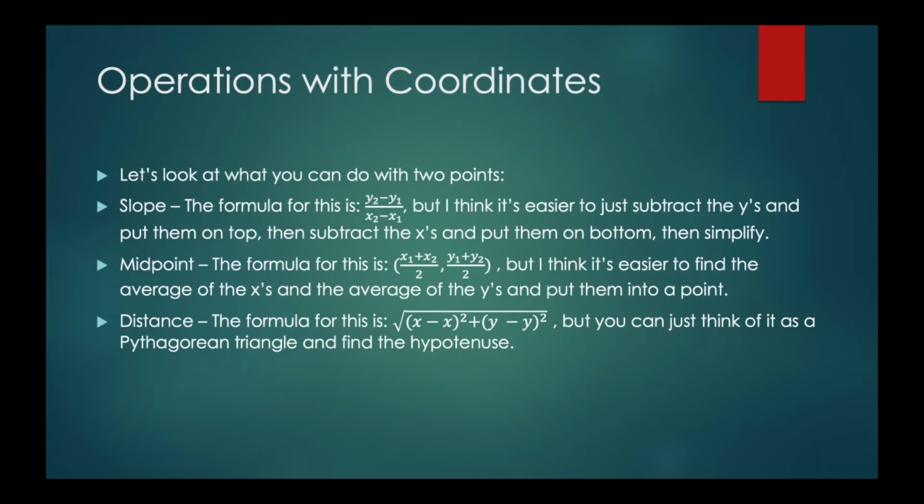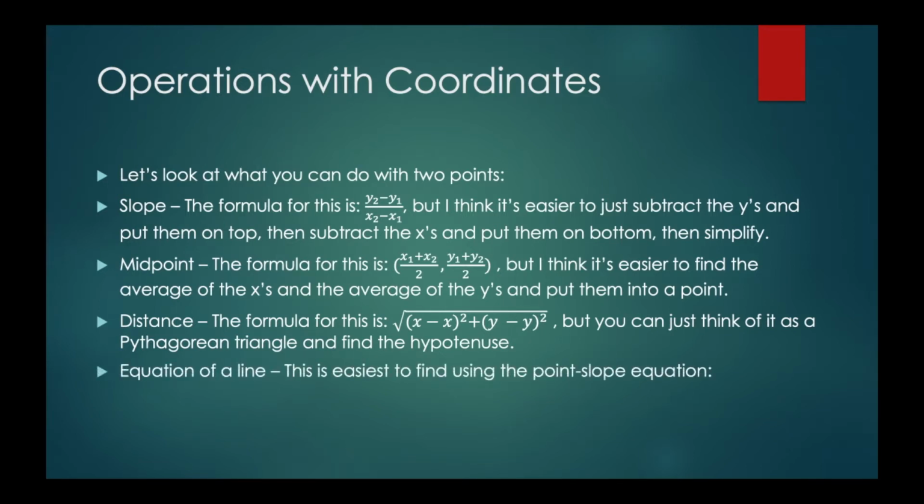represent the ends of the hypotenuse, and then you can use the Pythagorean theorem, a squared plus b squared equals c squared, to find the length of the hypotenuse, and that would be the distance between the 2 points. However, I understand a lot of people like using the formula, so you do you.